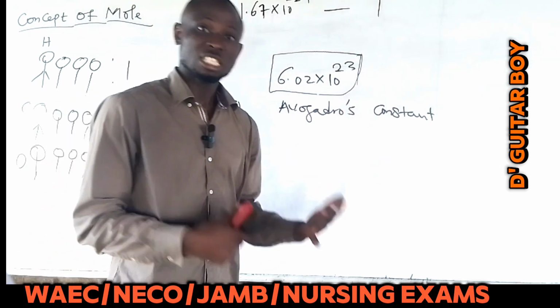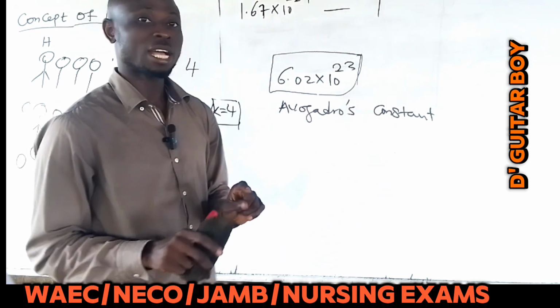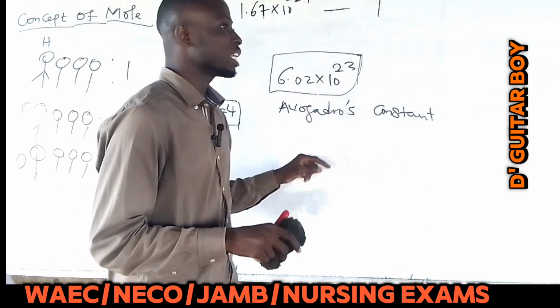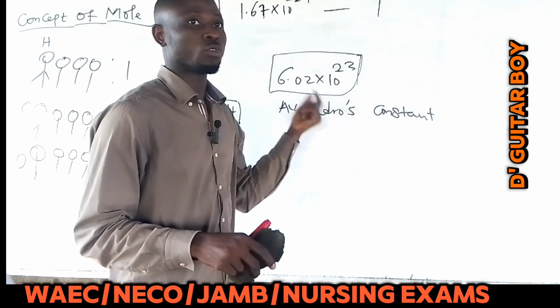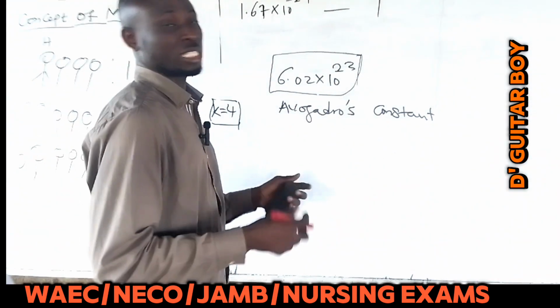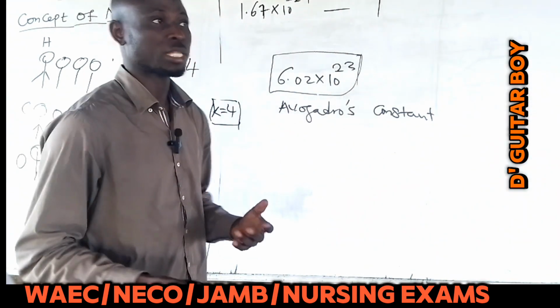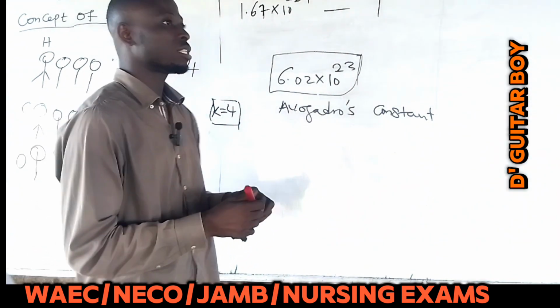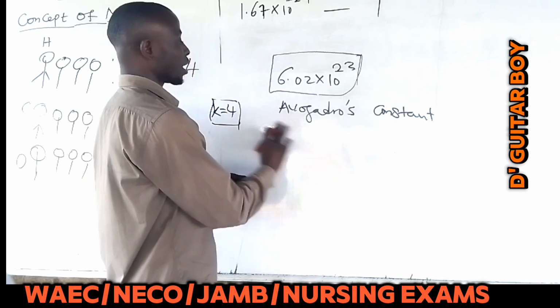Like oxygen, 16, is a relative mass. Since it is a relative mass, it must also contain this number of carbon. Hence, the word molar mass. Molar mass is the mass of 1 mole of that substance. That is why we can call it 16.